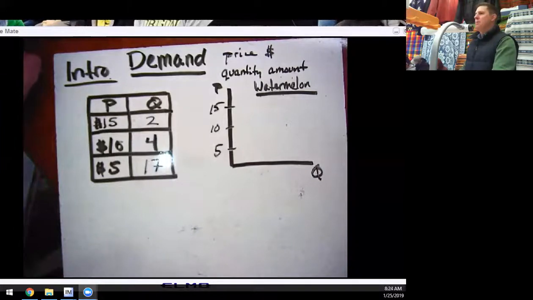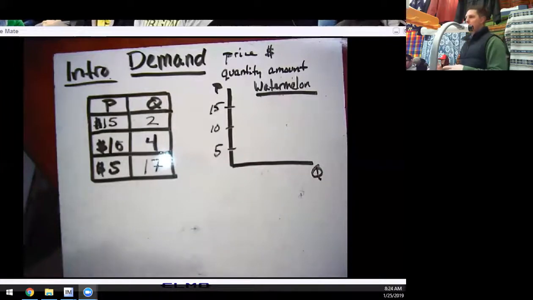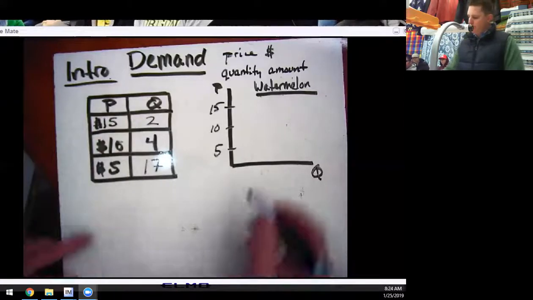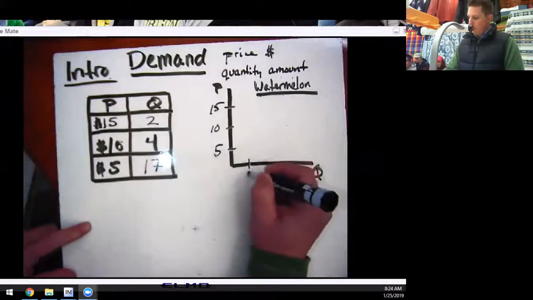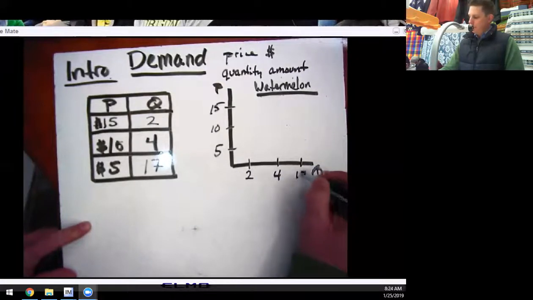And again, this is not going to be a bunch of math. This is going to be more graphic representations of kind of simple concepts, that we're going to analyze graphically and kind of look at it that way. All right. Next, 2, 4, and 17. We're going to go quantity of 2, quantity of 4, quantity of 17.